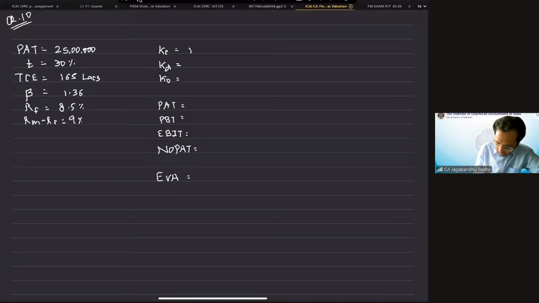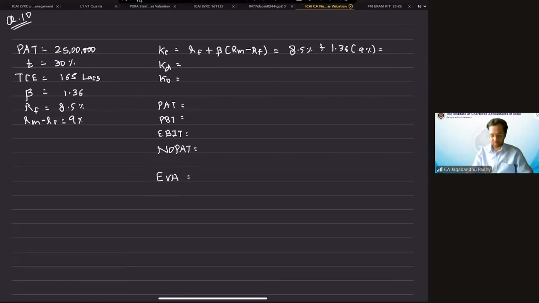Cost of equity will be RF plus beta into RM minus RF. So RF is 8.5% plus 1.36 into 9%. So how much is the cost of equity? 20.74.